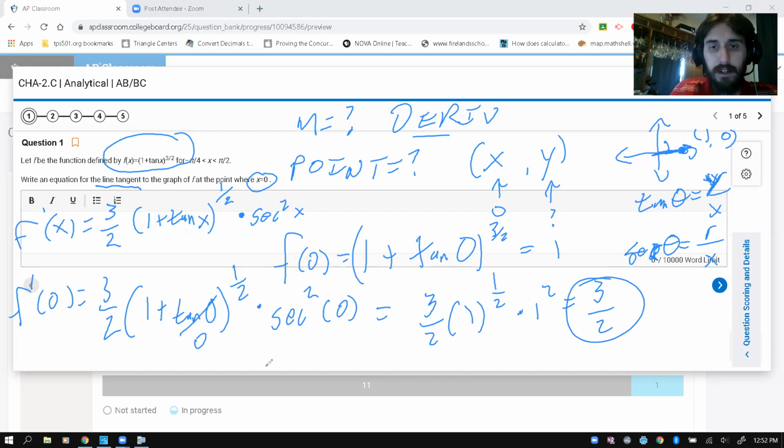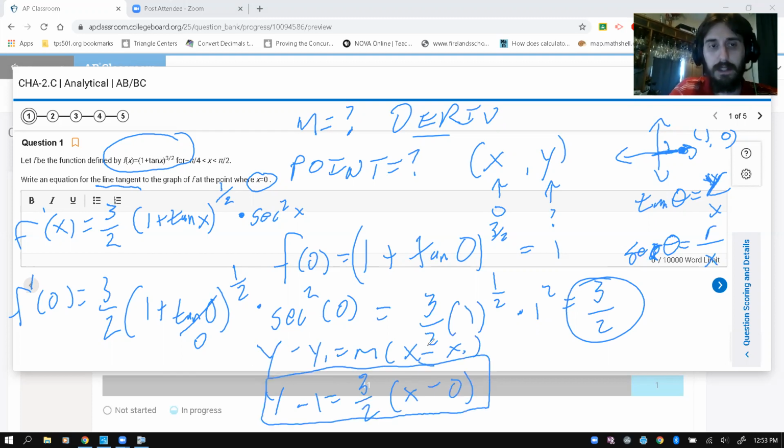So then we could write our equation in point-slope form, you use this style of writing your equation. Again, our y value we got was 1. Our slope is 3/2. And the x value they gave us is 0. So then this is the equation of a tangent line to that function at x equals 0.